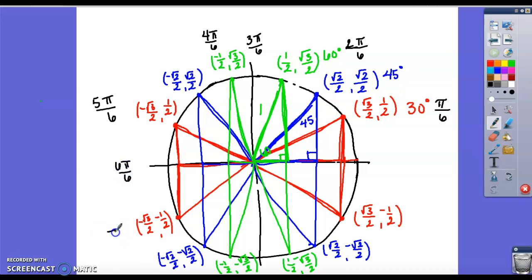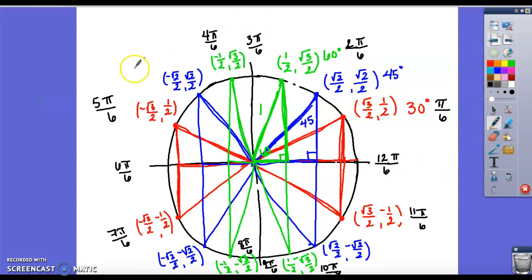This is 7 pi over 6. This one down here, I ran out of room, is 8 pi over 6. This is 9 pi over 6. This is 10 pi over 6. I missed one somewhere. Whoops. Sorry. This is 10 pi over 6. This is 11 pi over 6. And this is 12 pi over 6.